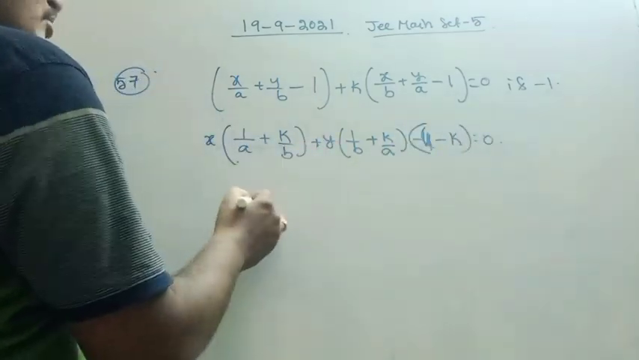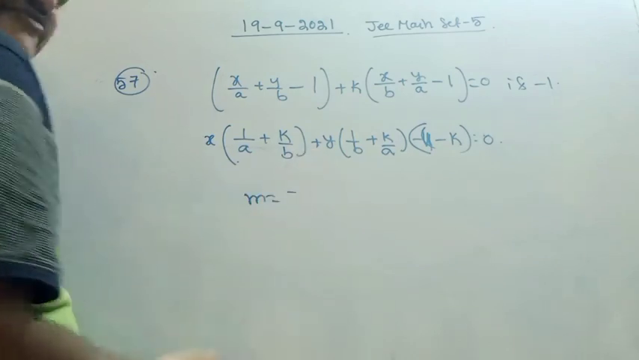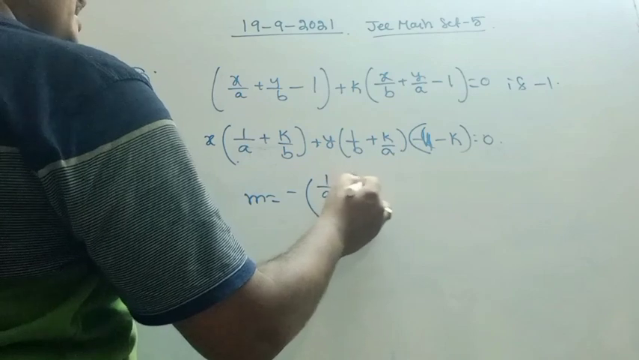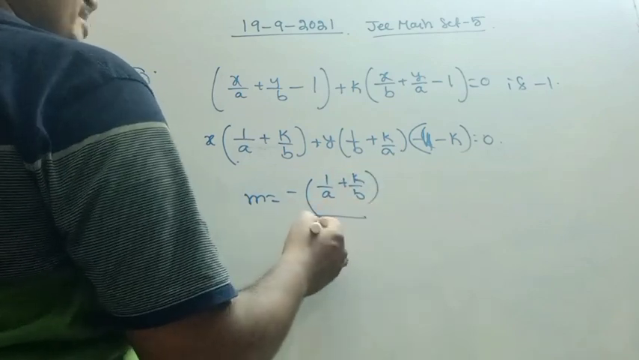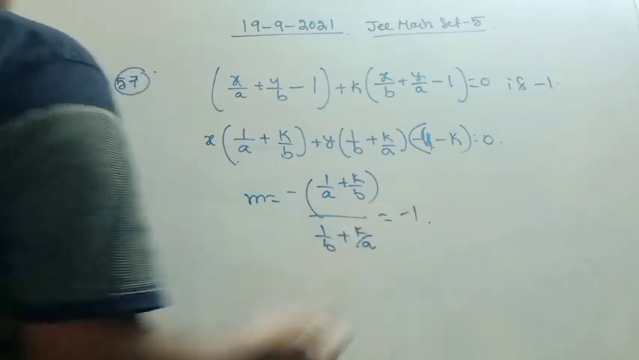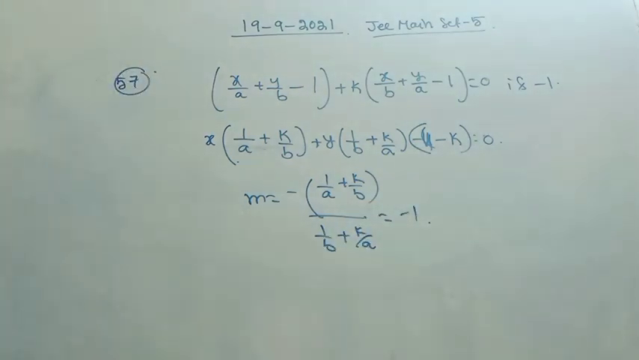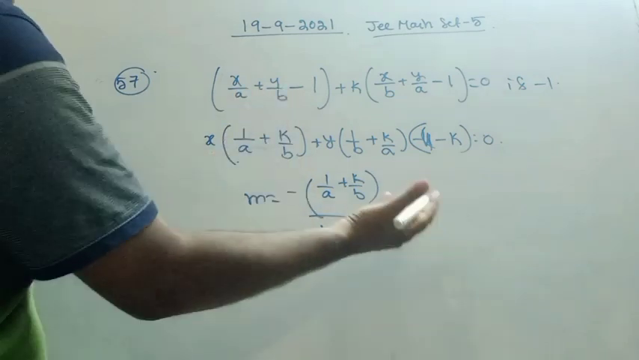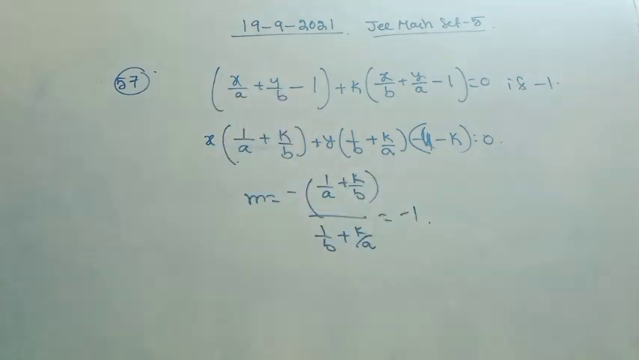Here, this slope is nothing but minus x coefficient by y coefficient. That is nothing but (1 by a plus k by b) by the y coefficient, (1 by b plus k by a). This is equal to minus 1, they have given. Right? And if you simplify this, you will be getting the value of k from this. You just take LCM and simplify, and you will be getting the value of k.